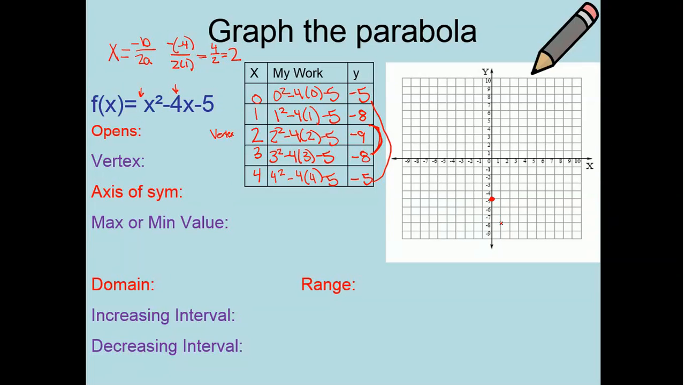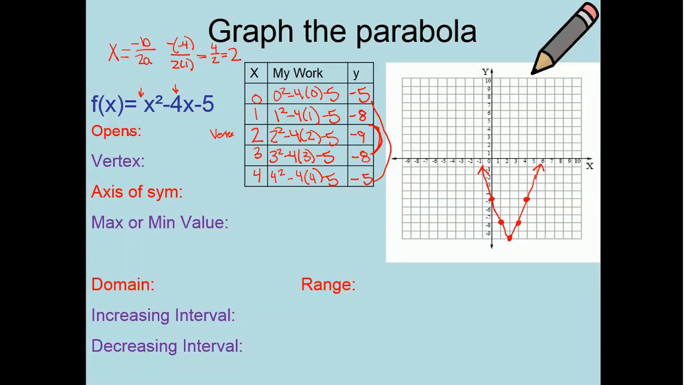1, negative 8. 2, negative 9. 3, negative 8. And 4, negative 5. And then we're going to connect our dots so we can make a nice V. There we go. Now, let's answer a few questions.